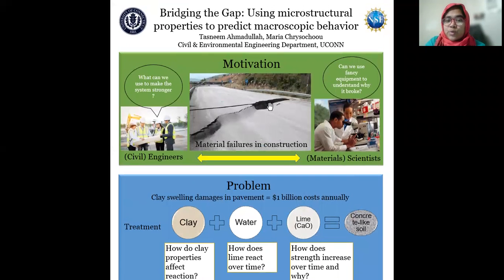Imagine you were driving on this road and then you see this crack. Now you have to take a 5 miles detour to avoid the crack. If you were driving in the Midwest of the US, the breaking in the road is probably due to clay swelling, because the Midwest has a lot of clay deposits in the subgrade of the soil.